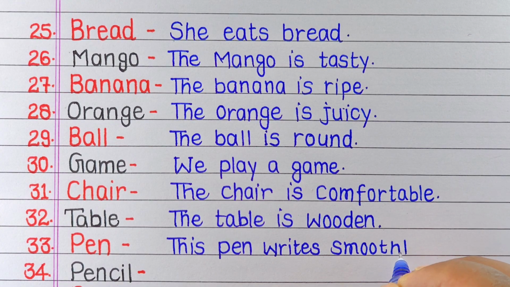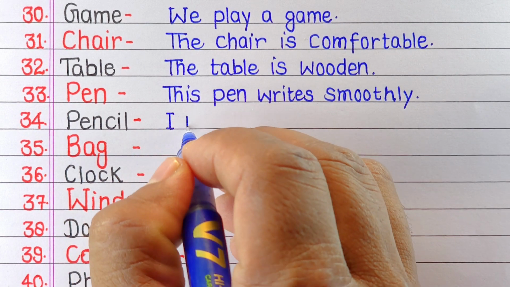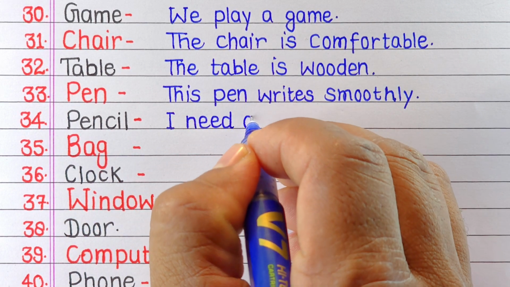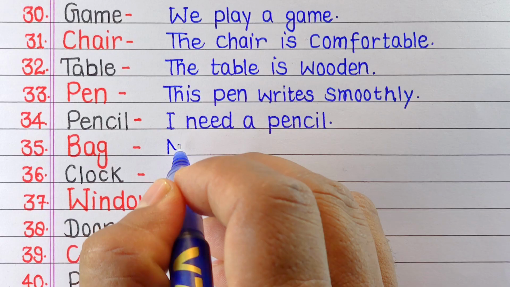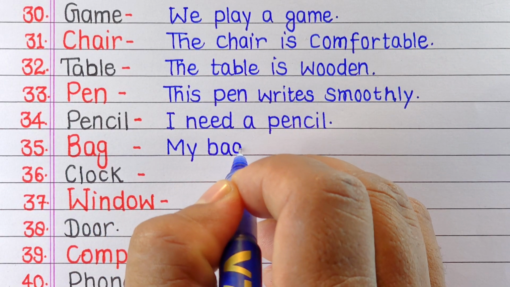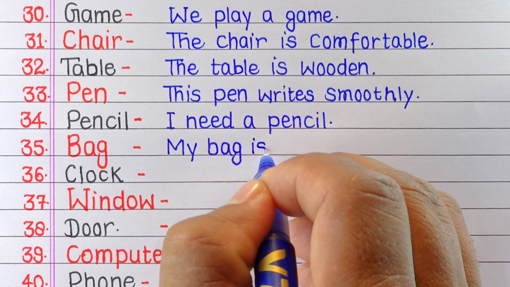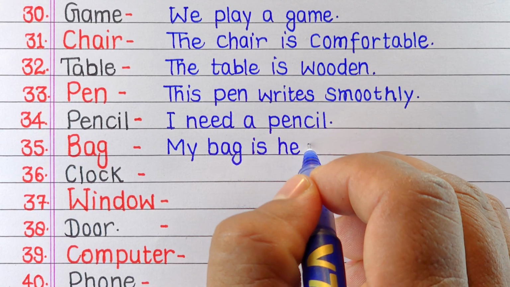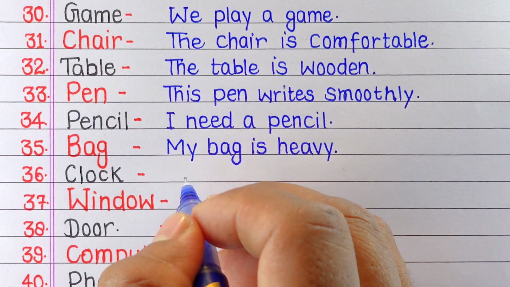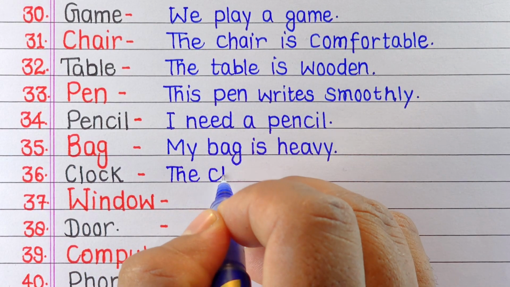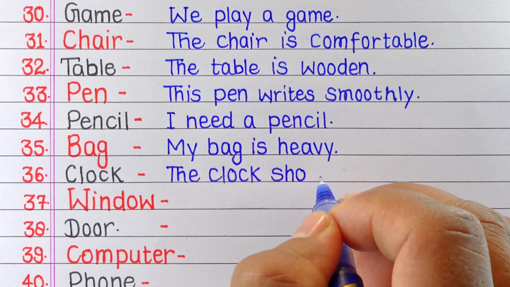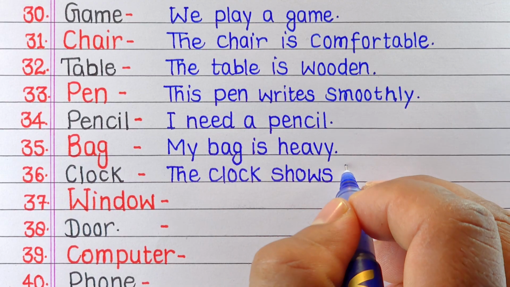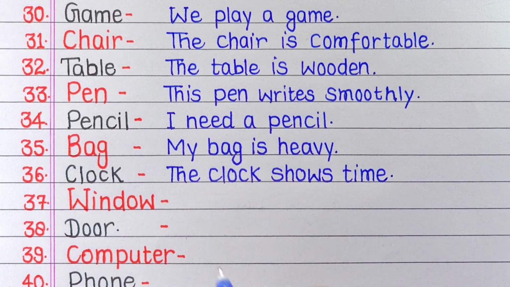33. Pen. This pen writes smoothly. 34. Pencil. I need a pencil. 35. Bag. My bag is heavy. 36. Clock. The clock shows the time.